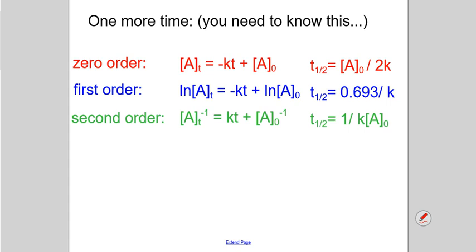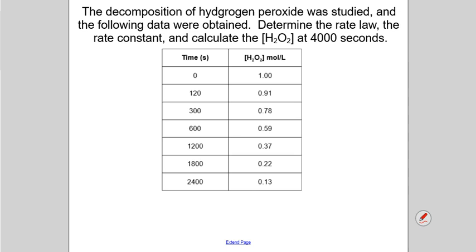You don't need to memorize all of the half-life ones, but I would say that our first order one is probably a good one to know. So just knowing that is 0.693 over k, it's pretty easy to remember, and it's an easy one to deal with.